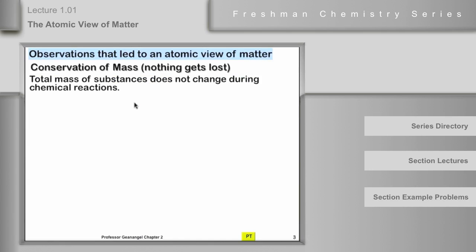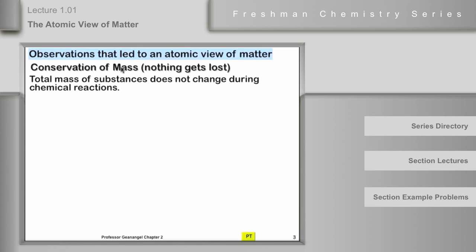Some of the first things that are recognized as the building blocks of today's view are called the mass laws. And the first one I want to mention is the most obvious one. It is that the total mass of substances involved in a chemical reaction doesn't change. Whatever reactants you start with, their mass is the same as the mass of whatever you finish with, your products. Reactants go to products, total mass doesn't change. This is called the conservation of mass, nothing gets lost.